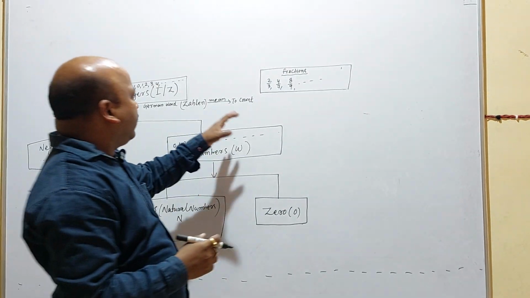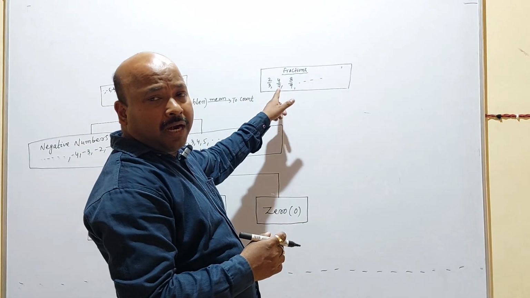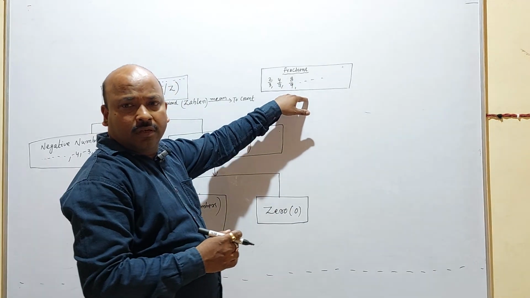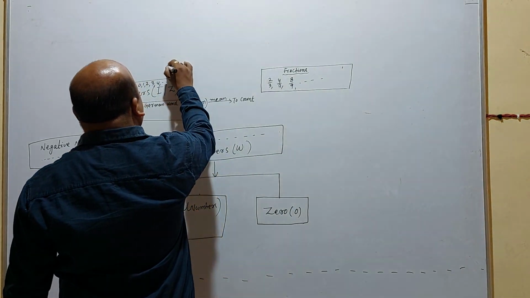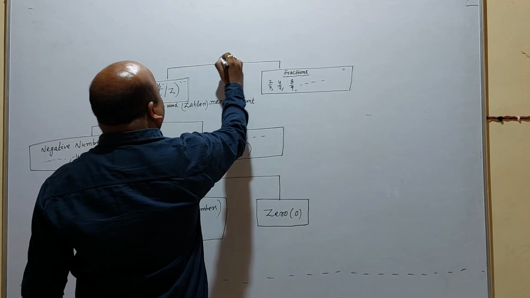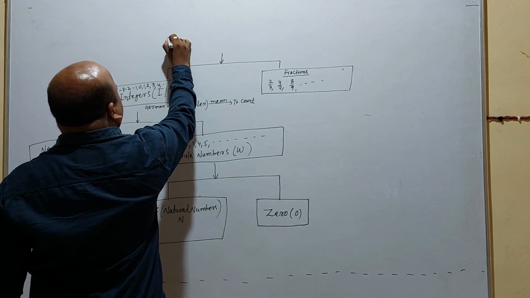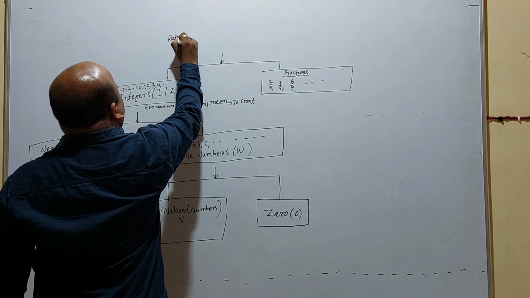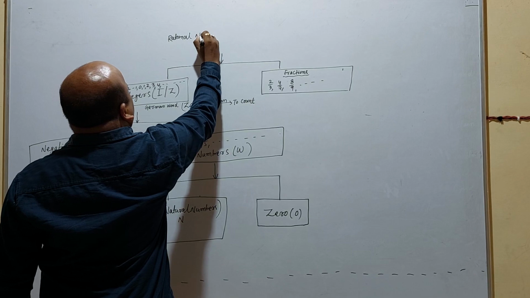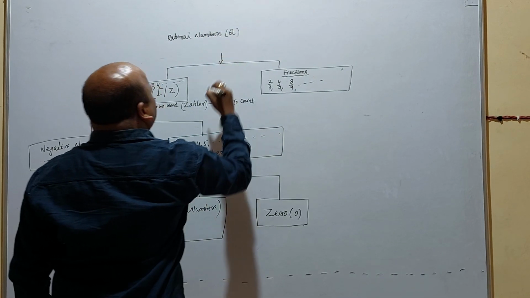Okay, when integers are included with fractions, apart from the wholes, then what do we get? We get rational numbers. Rational numbers are denoted by the symbol Q.